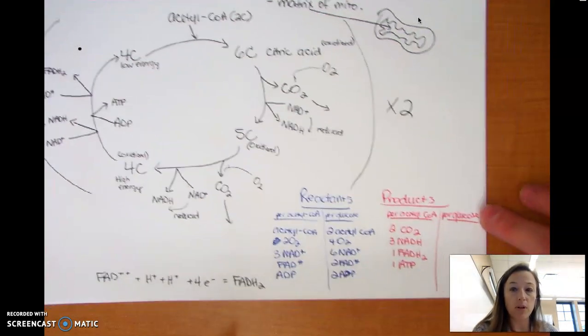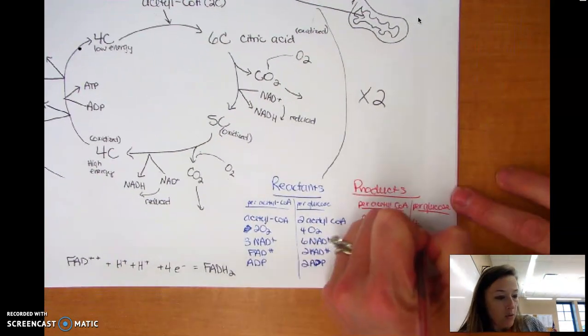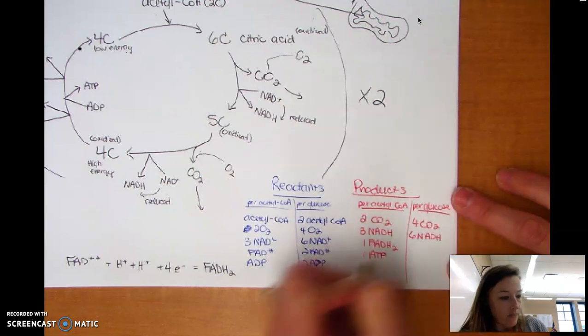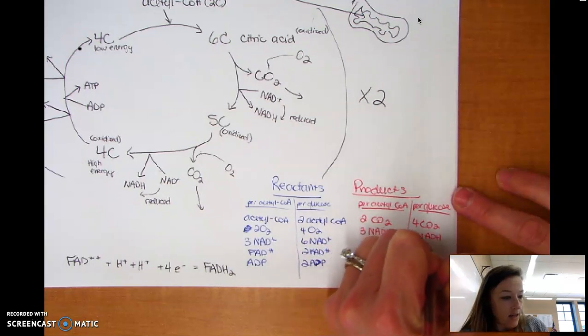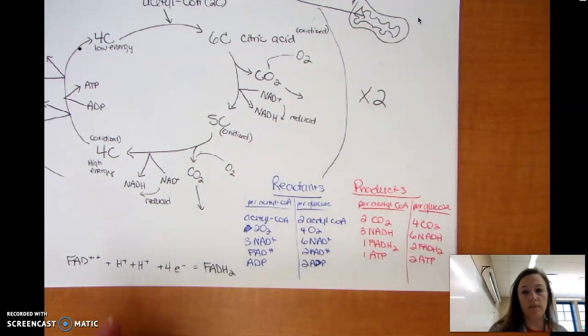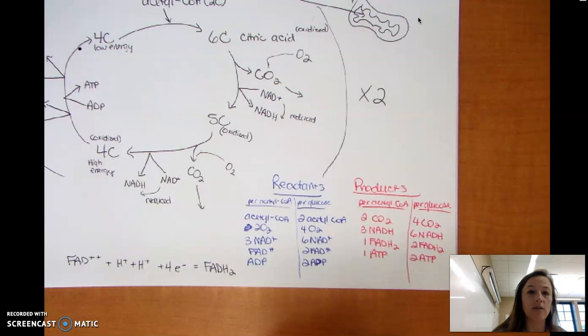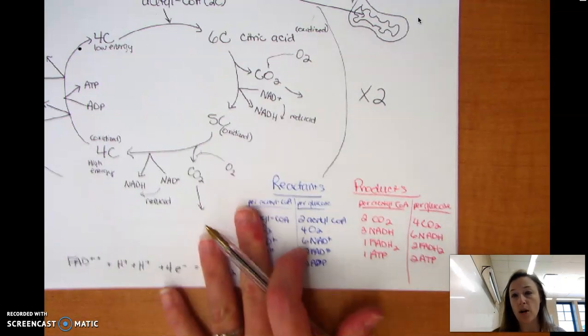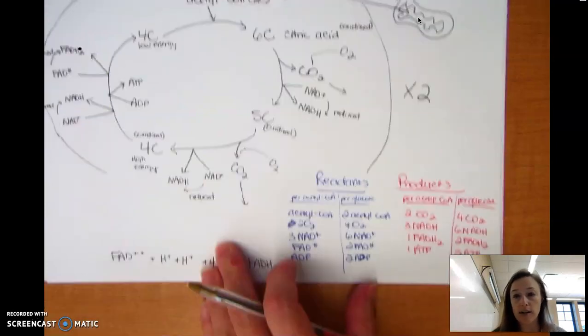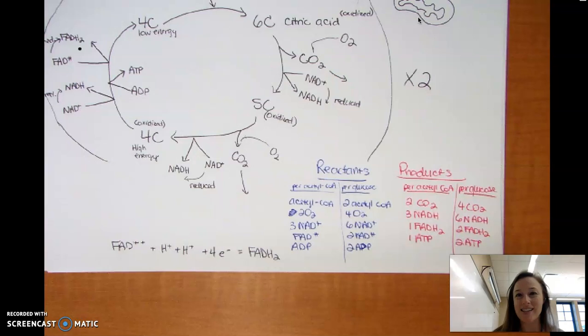Okay, and so per glucose, we're just going to double that. We have 4 CO2, 6 NADHs, 2 FADH2, and 2 ATP. Okay, and those ATPs again are formed by substrate level phosphorylation. So I can describe the process, I can list the reactants, and I can list the products. And so that is the citric acid cycle.